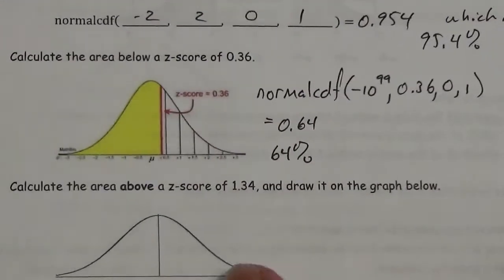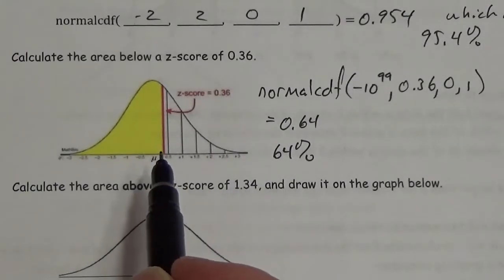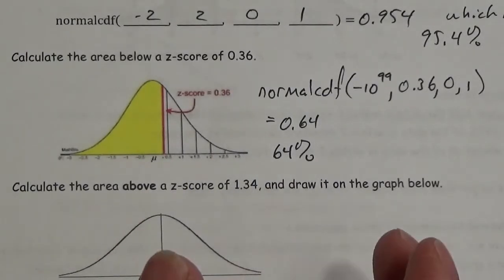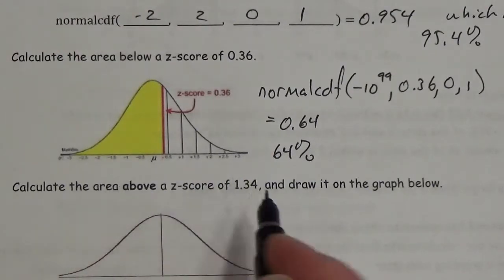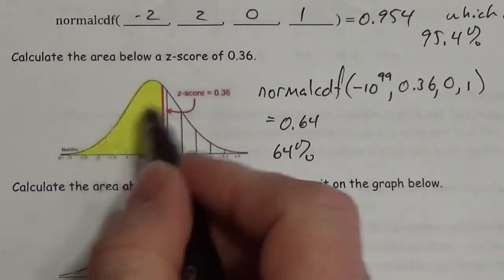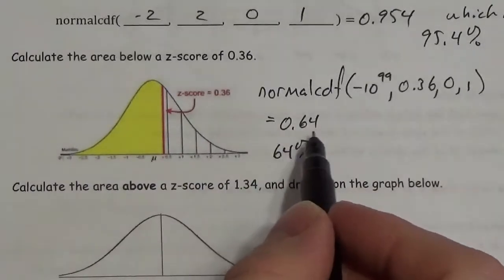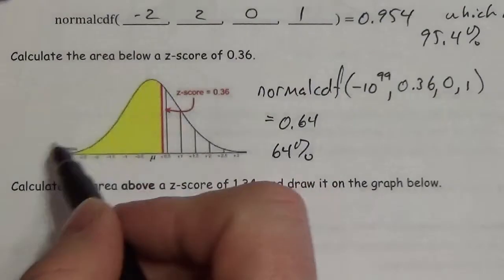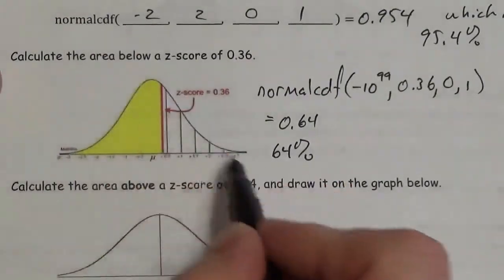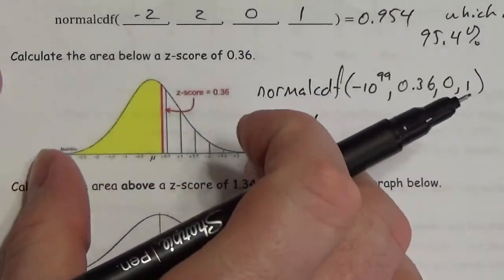There's a 64% chance, or a 64% probability, that the value is going to be less than 0.36. The area under the curve, if you're going to use units here, is 0.64. Because all of the data shows up under the curve, 100% is under the curve.